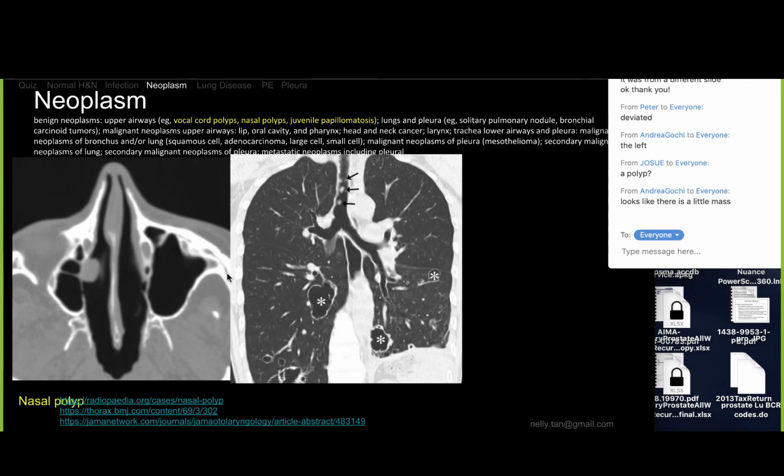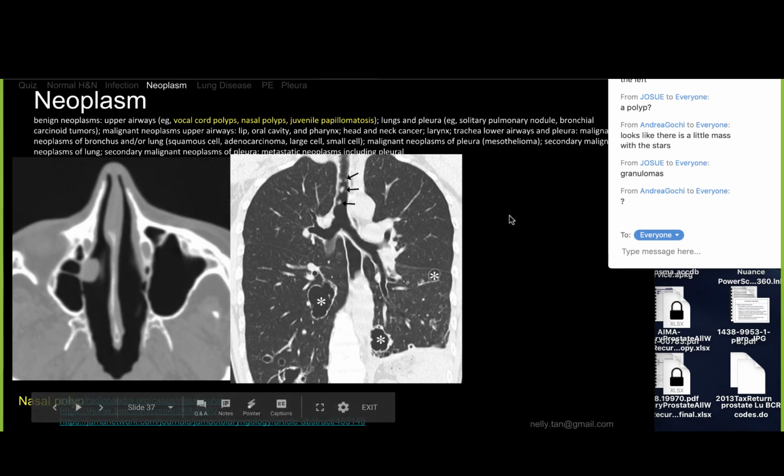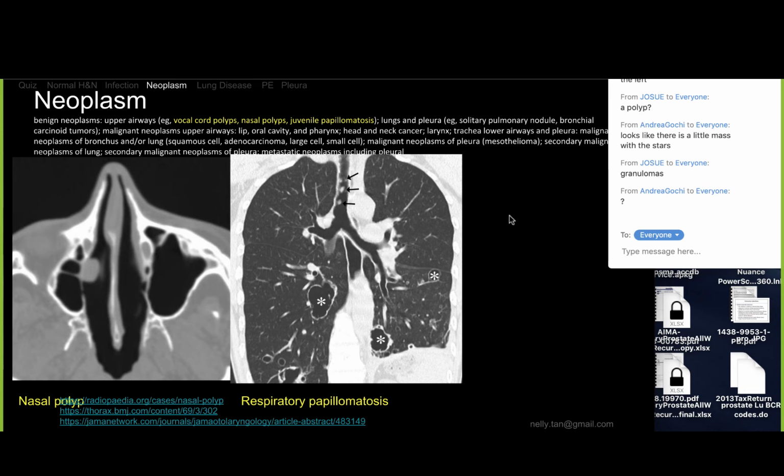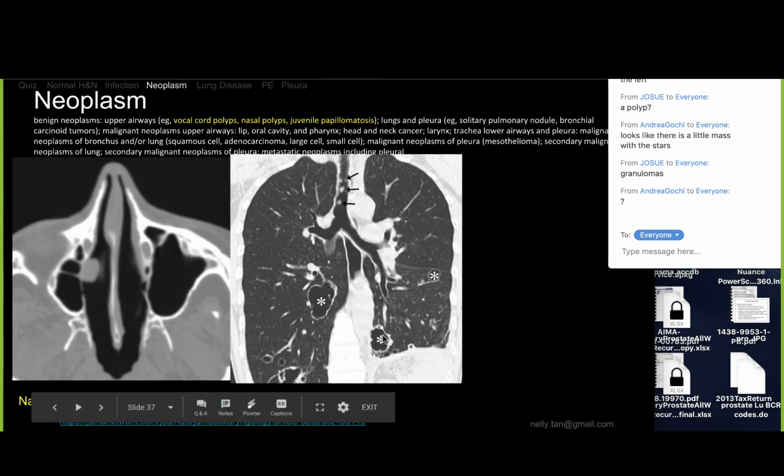Good. And then what do we see here? Where are the soft tissue nodules here? With the stars, yes. So the arrows are pointing to these little soft tissue nodules here, and then the stars are pointing to the cavitation. So this is what happens in respiratory papillomatosis, which is due to HPV. They skip proliferation, and then when they make their way down into the lung, they cause cavitation.